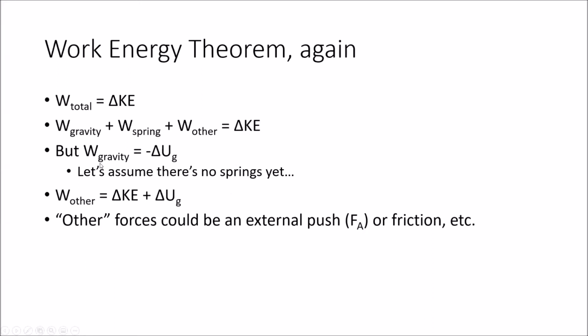And as I already showed you, the work due to gravity is equal to the negative of the change of the gravitational potential energy. We're ignoring springs, so we can say that the work done by other forces is equal to the change in kinetic energy plus the change in gravitational potential energy, with the others being friction or an external push or something else.